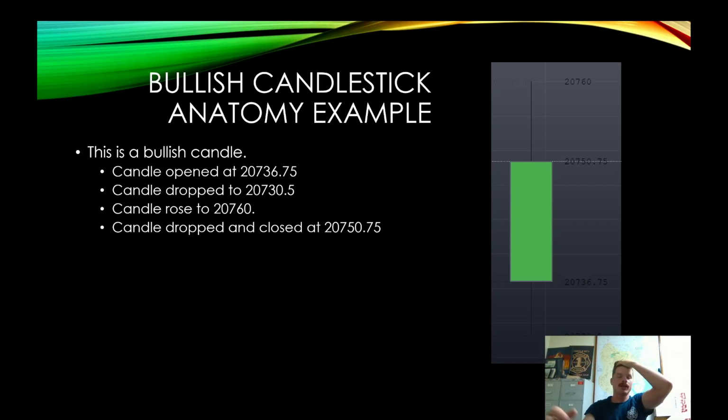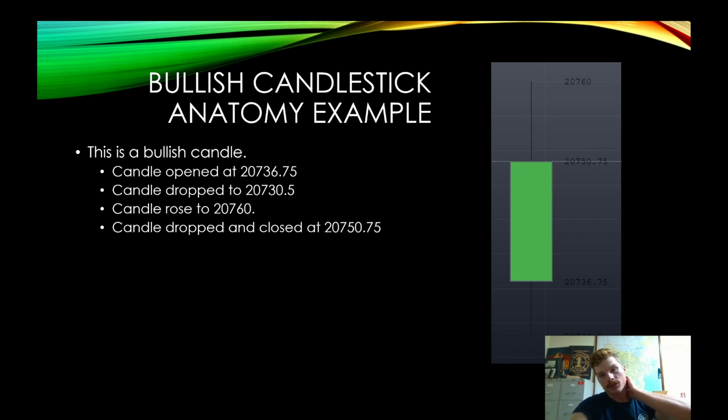So, bullish candlestick anatomy. Green are bullish candles, if of course you have the generic color. So this shows that the candle opened at 20,736.75. It dropped to 20,730.5. It rose, buyers came in control to 20,760, and then sellers came back in and dropped the price down to 20,750.75.